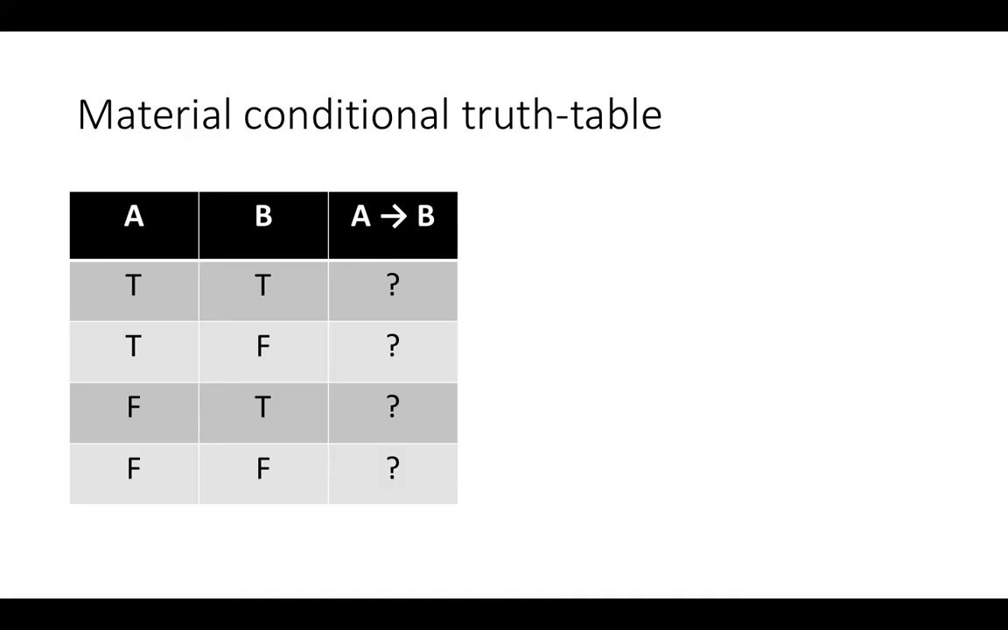As I've mentioned, the material conditional is a truth functional connective, and so its meaning is given by its truth table. The truth table tells us how the truth value of a compound sentence A arrow B is fixed by the truth values of the constituent sentences A and B. The material conditional is obviously a binary connective, and so the truth table will have 4 lines. Here it is, with truth values for the antecedent and the consequent, but with the final column left blank.